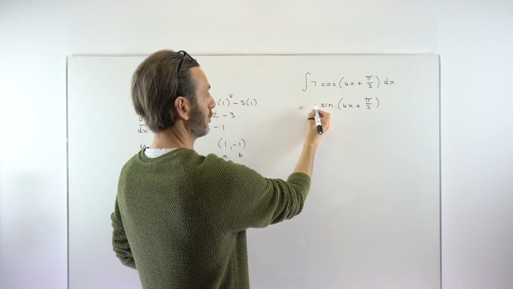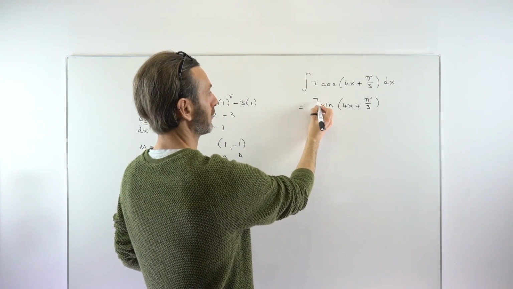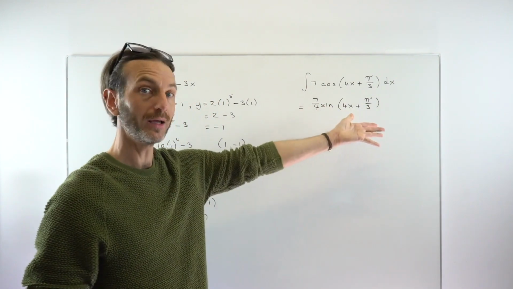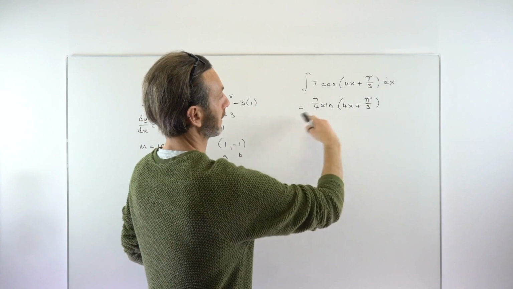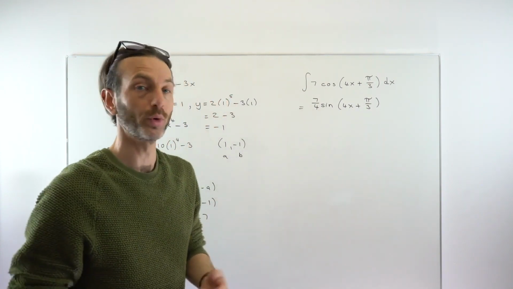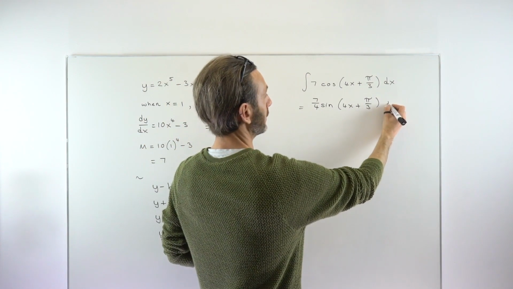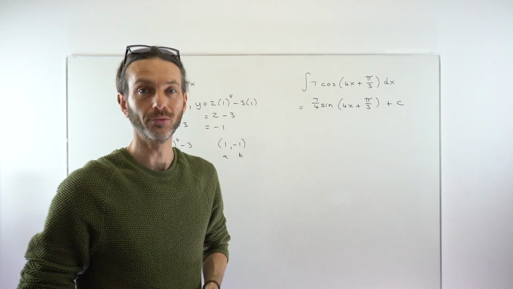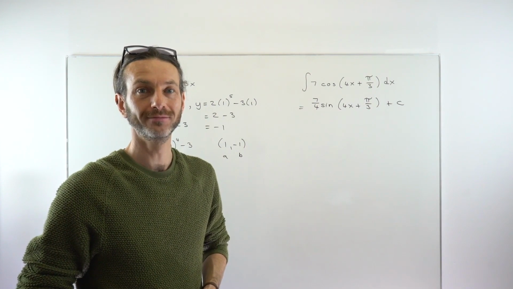And the 7 is just a constant, so we can just leave the 7 there, and we can write our answer as either 7 over 4 sine of that bracket, or you could write 7 sine the bracket, all of that over 4. It doesn't really matter which way you write that, but you do need a plus c on the end because it is an indefinite integral. So just one line of work in for that question, question number 3.